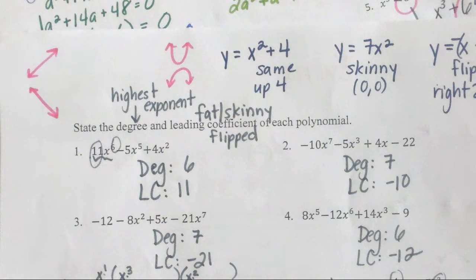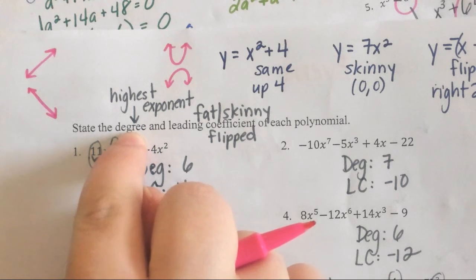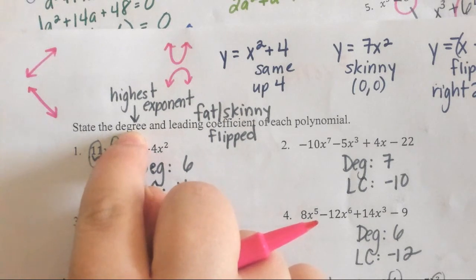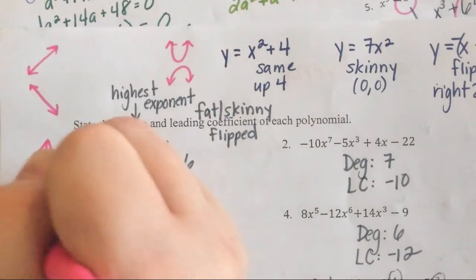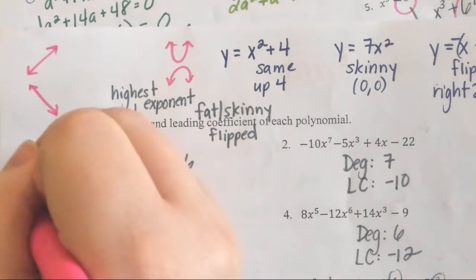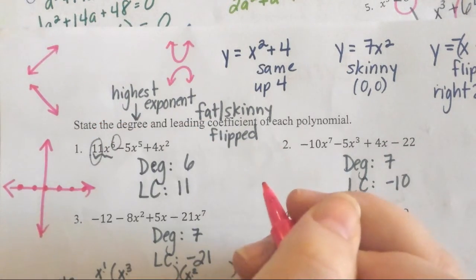And the reason this happens is because the degree tells us how many times we could possibly touch the x-axis. So with parabolas, our degree was 2. At most, it could touch 2 times. So on number 1, our degree is 6. If we were to draw a graph, at most, this weirdo graph could touch up to 1, 2, 3, 4, 5, 6 times.